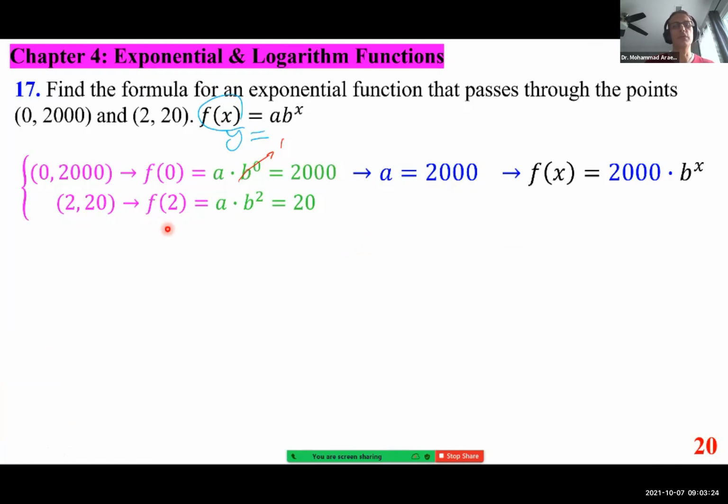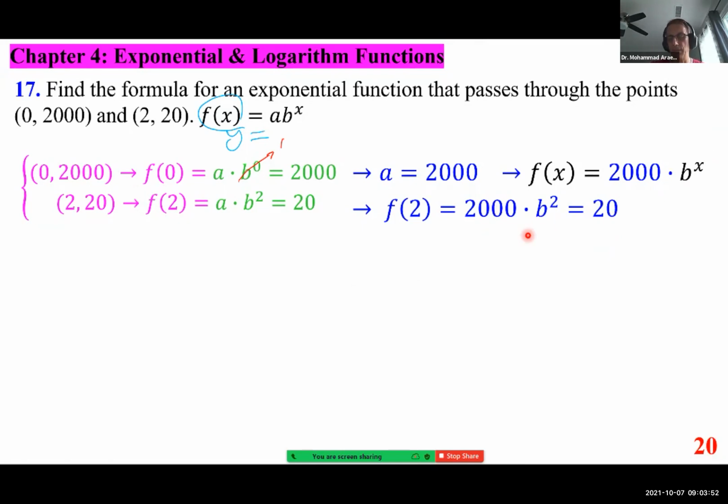Now f of 2 is 20, so let's replace it. 2000 b to the power of x, x is being replaced by the x coordinate 2, is equal to 20, and now the second equation will give us the b. In other words, we really have two equations, two unknowns, two non-linear equations.